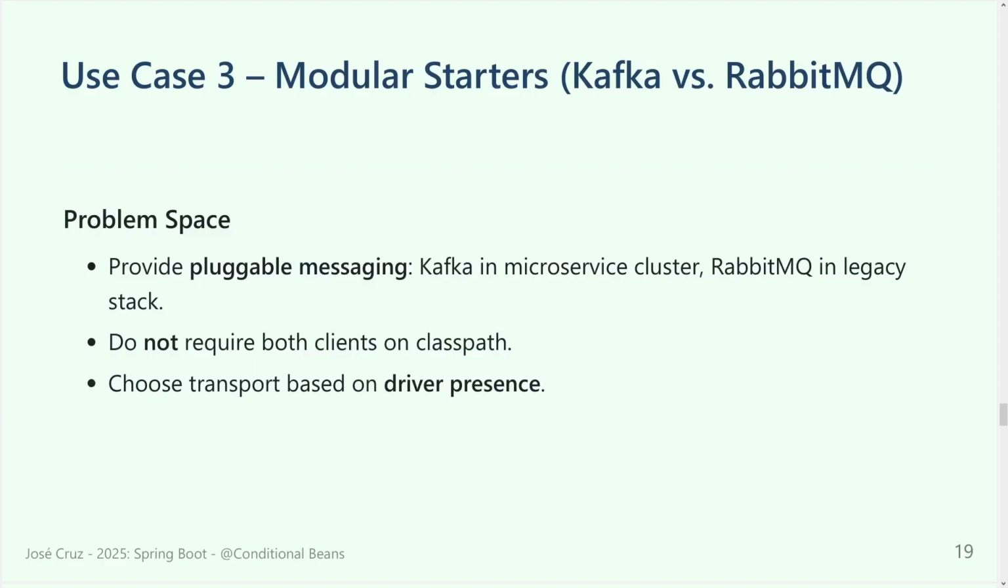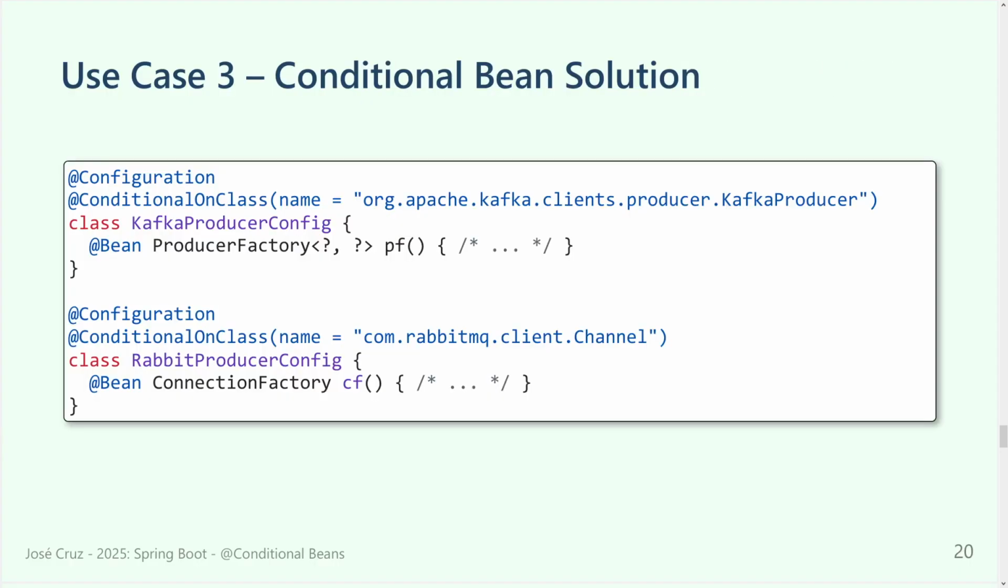Use case 3, modular starters. Imagine that you have an application using a message queue with Rabbit, but you are migrating to Kafka because it's more modern. It's the same thing. You want pluggable messaging. Sometimes you want Kafka, sometimes you want Rabbit. Do not require both clients on the classpath, and you want to choose a different transport because the protocols are different. Here you can follow a different approach.